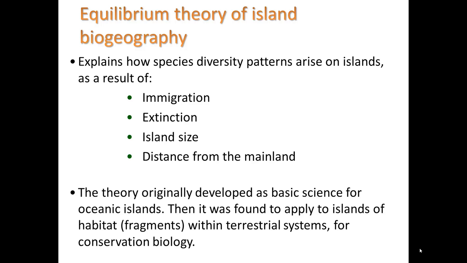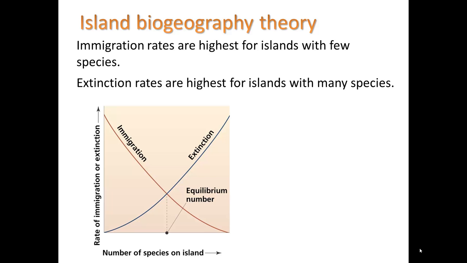The theory originally developed as basic science for oceanic islands. Then it was found to apply to islands of habitat, meaning fragments within terrestrial systems, for conservation biology. In other words, when you have terrestrial systems, and due to development, that forest, for example, was becoming fragmented, where only parts of the forest were left, this theory also seemed to apply.